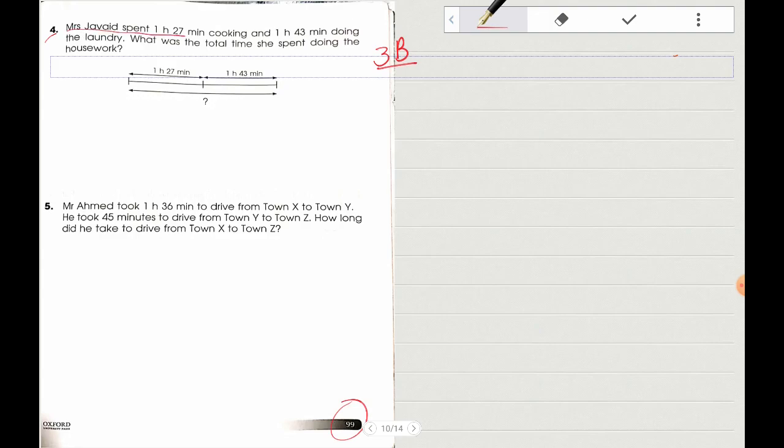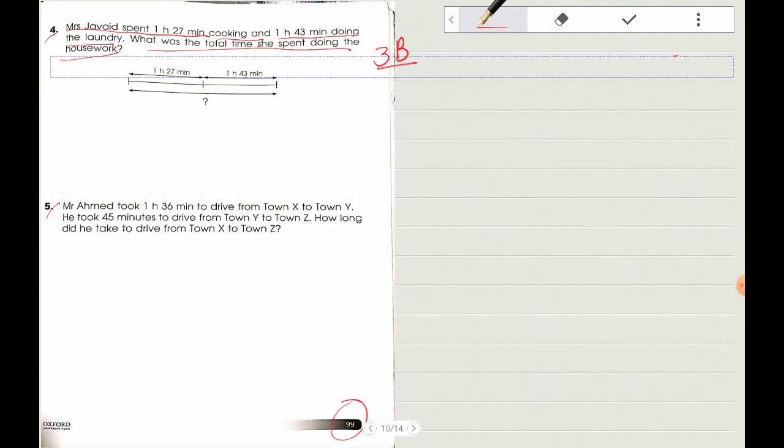Mrs. Javed spent 1 hour 27 minutes cooking and 1 hour 43 minutes doing the laundry. What was the total time she spent doing the household work? Now both the times are given. You can easily find out the total time. It's a very simple word problem.